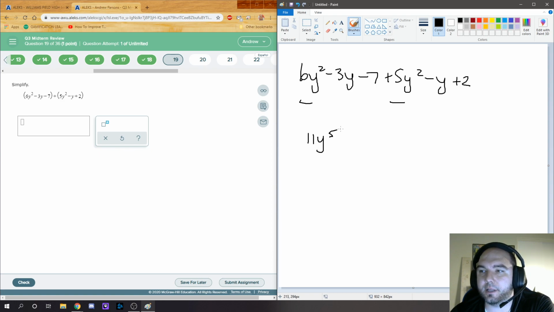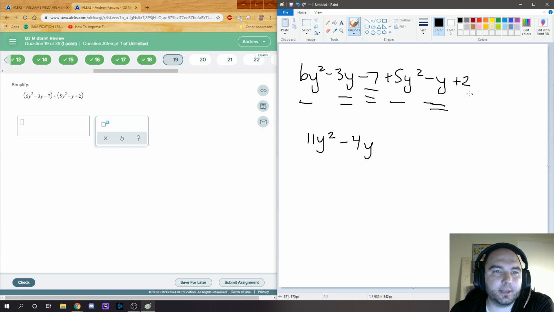I add the 6 and the 5 to make 11. Oops, sorry, I was saying the word 5 as I was writing. Don't write 11y to the 5. Write 11y squared. 6y squared plus 5y squared is 11y squared because those are like terms, but don't change any exponents. Negative 3y and negative y make negative 4y. And then finally, negative 7 plus 2 is negative 5.